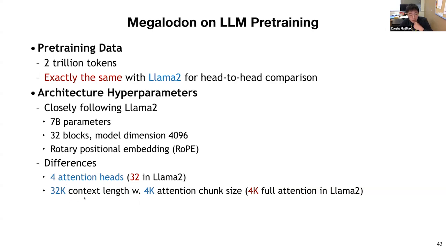And also for pre-training, we use a 32,000 context length with the attention chunk size set to 4K. In Llama 2, they use 4K as the full attention. So this is another difference.